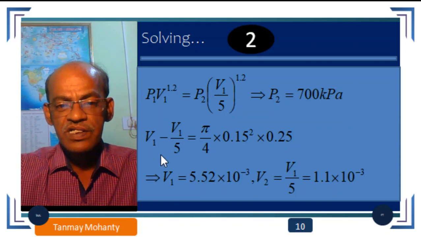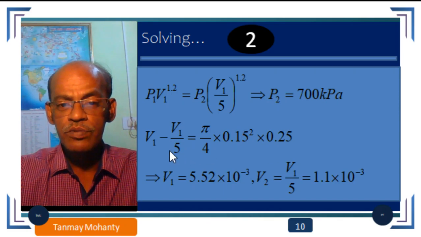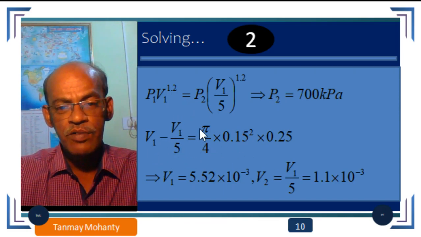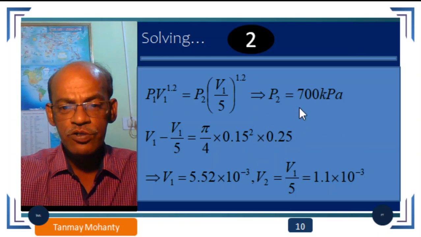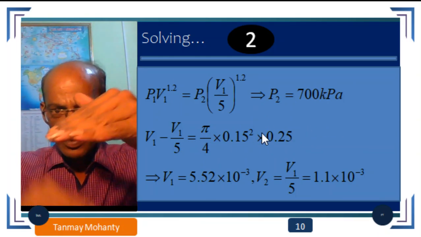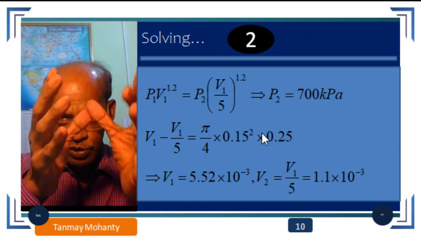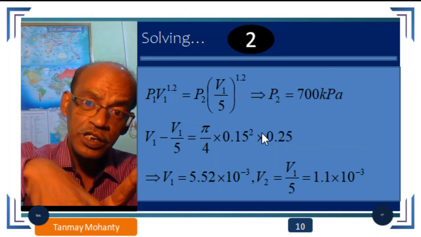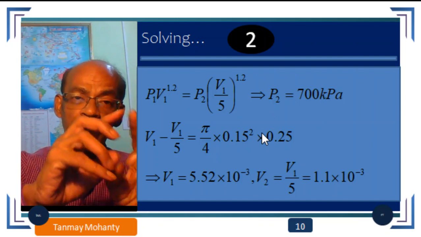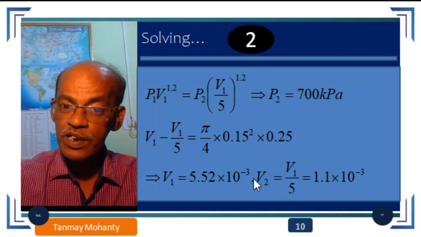Now, second equation was this: V1 minus V2 is the swept volume. V2 was V1 by 5, and what is swept volume? Pi by 4 d square, where bore is the diameter, multiplied by the stroke length. This is the volume of the cylinder that is being swept. The piston is moving in a cylindrical space. That volume of cylindrical space is what? Pi by 4 bore diameter square multiplied by the stroke. So I can get V1 minus V2.